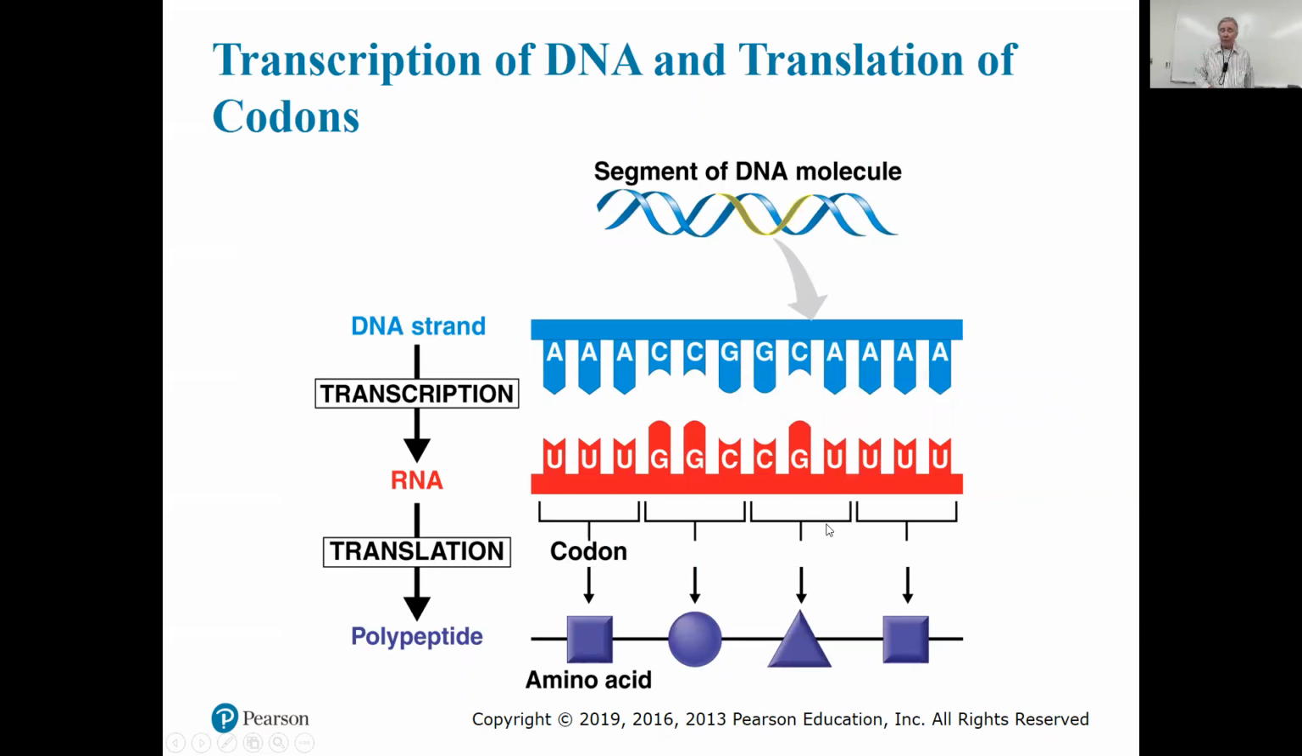It's a 3-letter code. So there are 64 3-letter codes. If you have four different letters put in triplet codes, there are 64 different combinations. You only need 20 though. So it's like 3 times as many. So this is called a redundant code, because we're going to find out that most amino acids are coded for by more than one codon. More than one codon will code for the same amino acid, because you have 3 times as many.